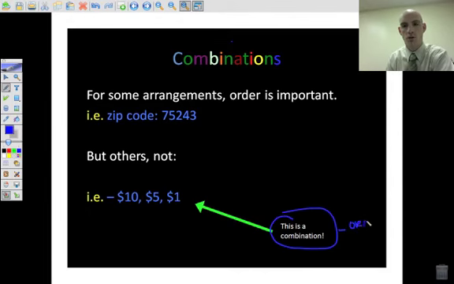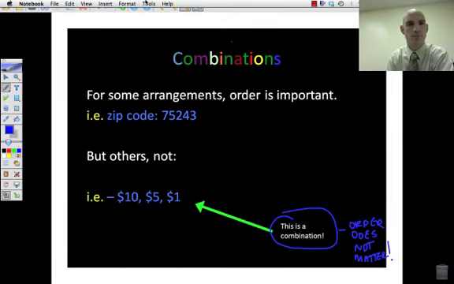Okay? Order does not matter for a combination. So in reality, it shouldn't be called a combination lock. It should be called a permutation lock. Because in combinations, the order makes no difference. The order is simply saying, how many ways could I pick them when it doesn't matter what order I pick them in.